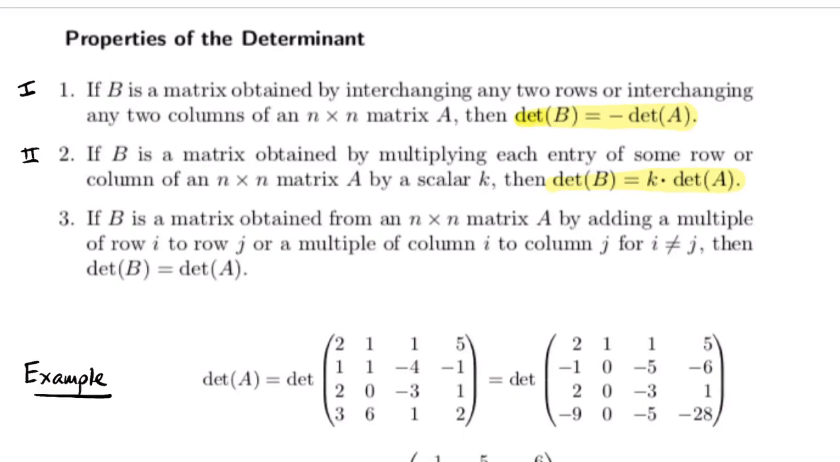If you do a type 3 elementary row operation, this is kind of surprising to me because the third elementary row operation is in some sense the most complicated one. It has no effect on the determinant whatsoever. Okay, so when you do a type 3 elementary row operation, you don't change the determinant at all.